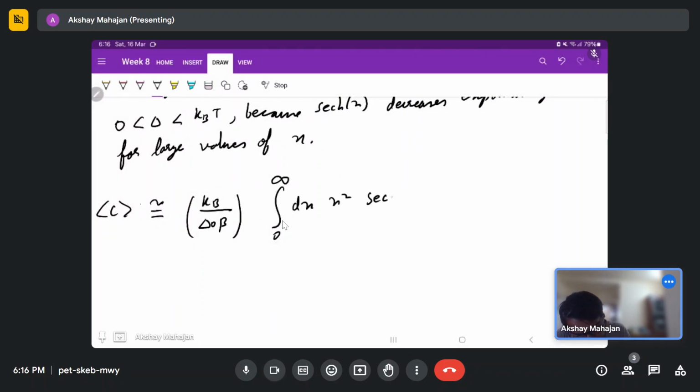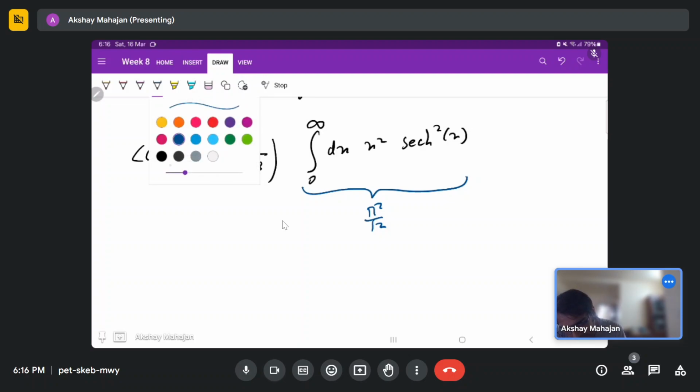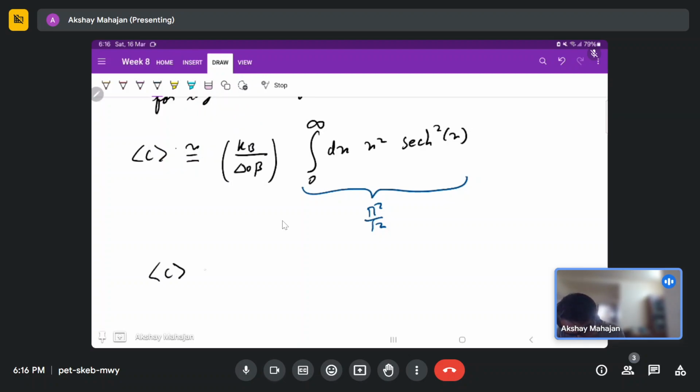It will be sec hyperbolic square x, and this integral you can basically check from the internet. So this integral will come as pi square by 12. And here beta is equal to 1 by kBT. So from here we can see that our heat capacity will be approximately equal to kb square pi square by 12 delta naught, which is some constant, times T, because beta is equal to 1 by kBT, and this is just a constant.